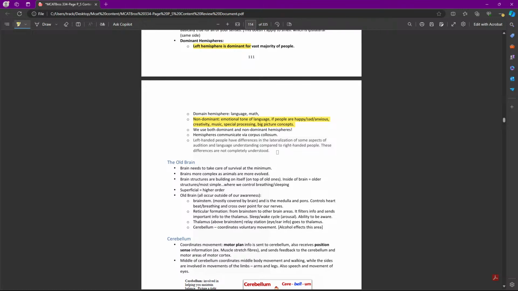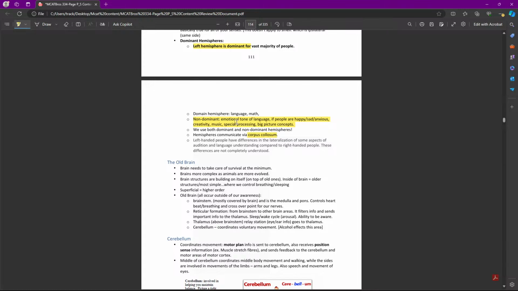We use both dominant and non-dominant hemispheres. The hemispheres communicate through the corpus callosum, which is essential. Left-handed people tend to show differences in the lateralization of some aspects of cognition. The differences are not completely understood though.